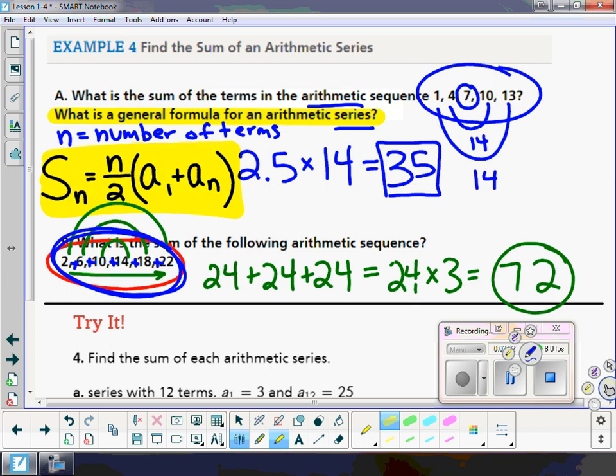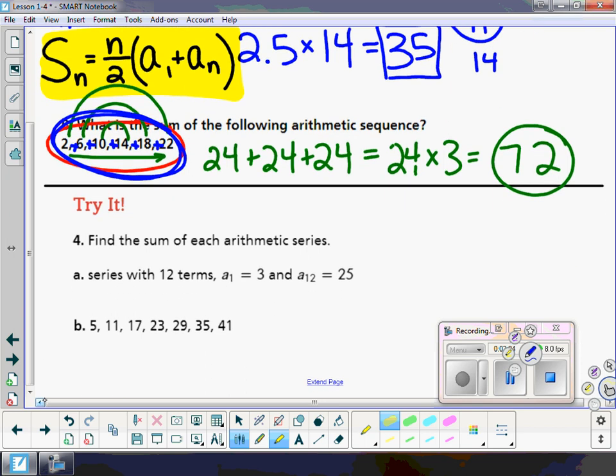So as you go to do the try it for example 4, I want you to think about that formula that I have highlighted there. In 4A, they tell you how many terms there are. They tell you what the first term is and what the 12th term is. So you can use that formula. And then in part B, they just list out the sequence. So go ahead and use that formula. Figure out how many terms there are, divided by 2 times the first plus the last. And that's it. You should be good to go, and we'll see you tomorrow.